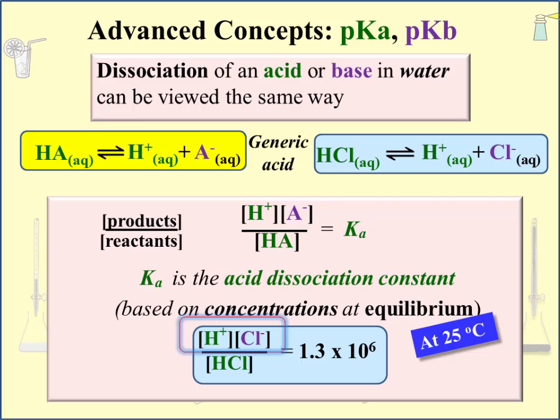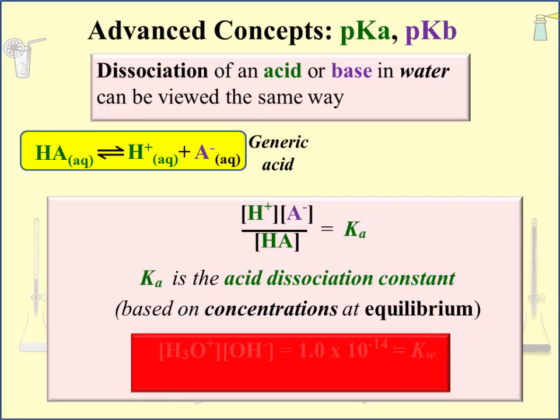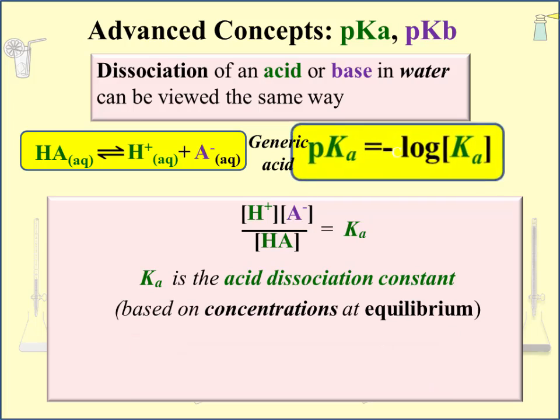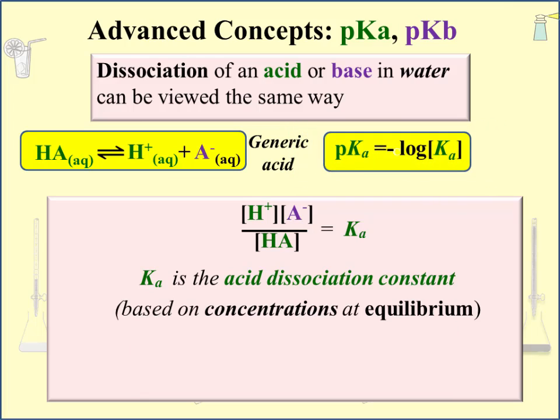The Ka lets us know which acids are strong, Ka larger than 1, and which are weak, Ka less than 1. That is roughly true. There is a better way to handle Ka. With the Kw of the auto-dissociation of water, a pKw was made by taking the negative log of the Kw. Same thing can be done with Ka. pKa is the negative log of the Ka.